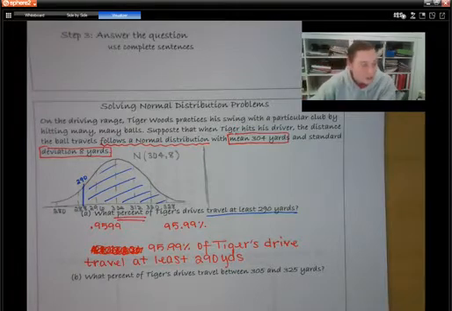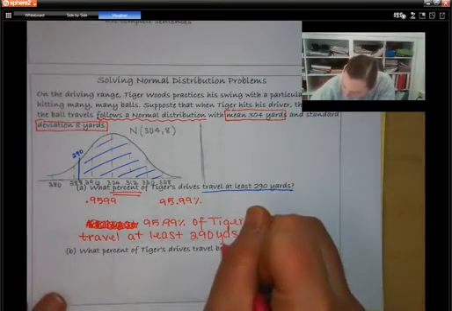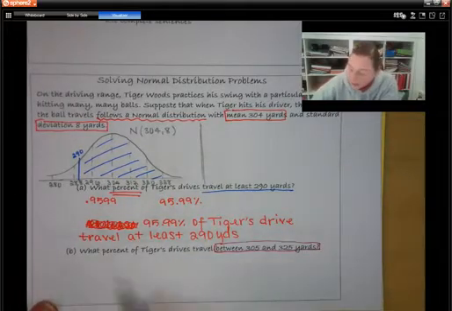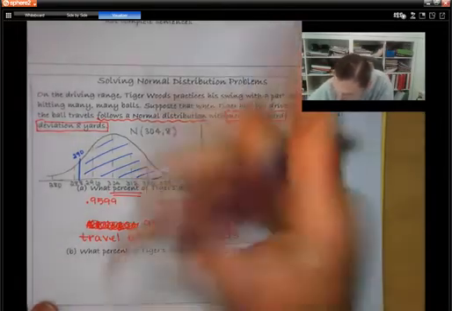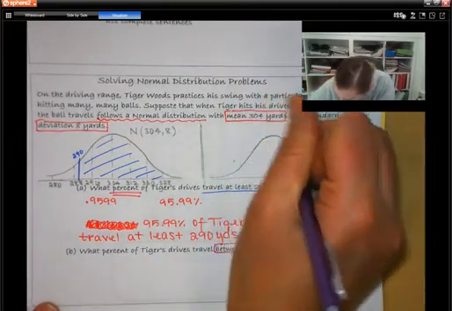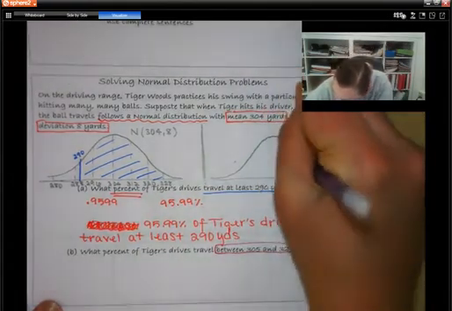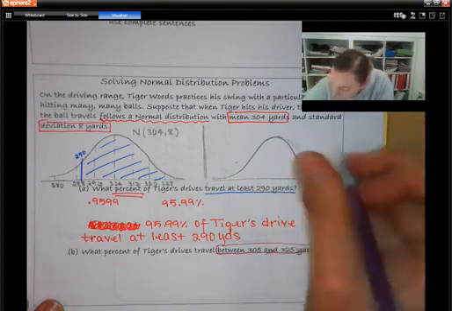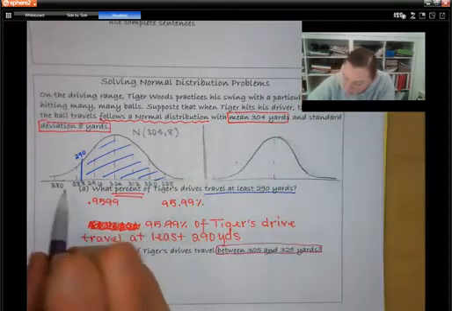Now this one, what percent of Tiger's drives travel between 305 and 325? So again, I'm going to draw my normal curve. Nope, sorry, I knew I wasn't going to have a good one if I started that quickly. That's a really wonky normal curve. All right, and then same numbers over here.